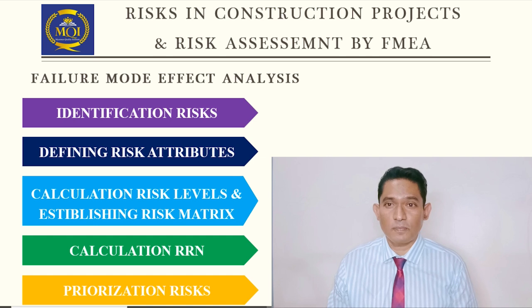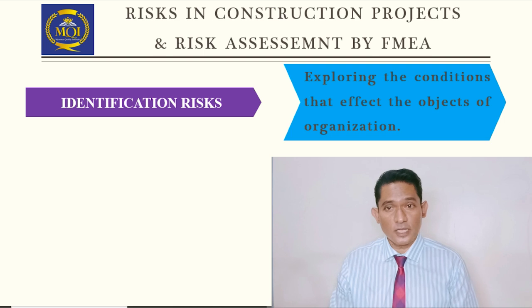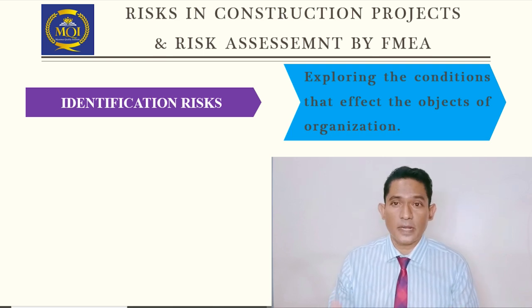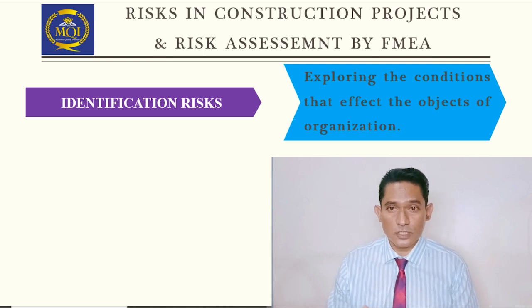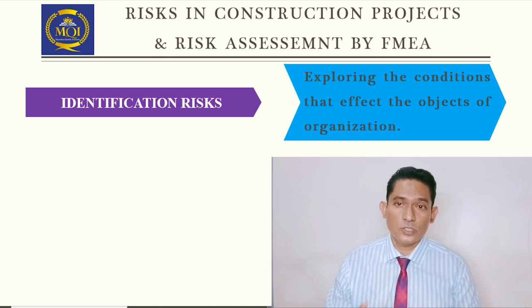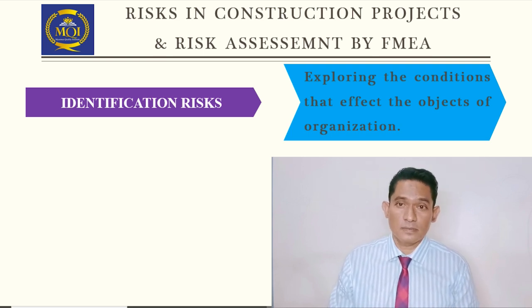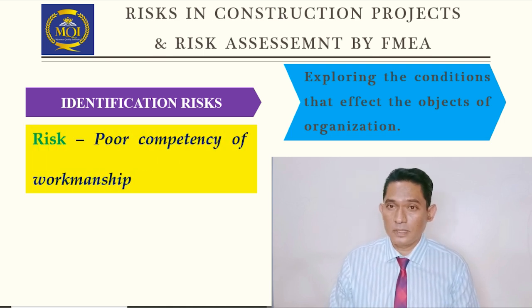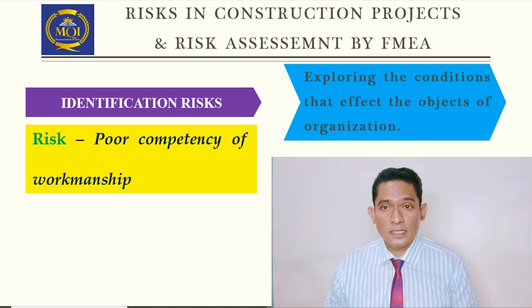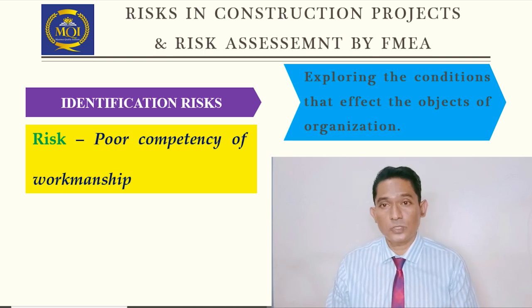Now let's start with step 1, risk identification. Risk identification means exploring the conditions that affect the objectives of your organization. In my research, risk identification means exploring the conditions that affect the dimensions of the construction: quality, time, and cost. For example, in any construction project, if poor competency of workmanship occurs, this will impact the quality of the construction. This will delay the time schedule, and it can lead to a higher cost for the construction.